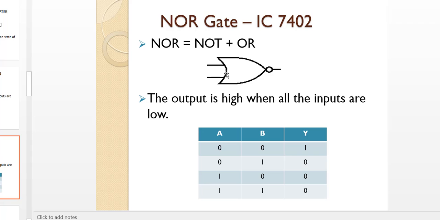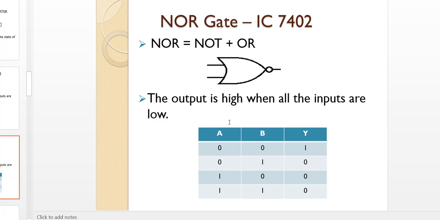So this is a symbol for NOR. See, OR gate plus bubble. So what does the bubble indicate? It indicates the NOT gate. So this is called the symbol for the NOR gate. So now you can answer the truth table also.